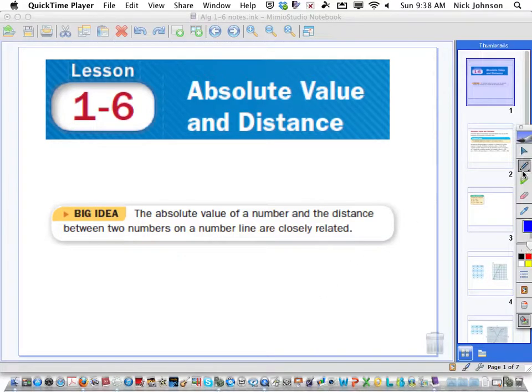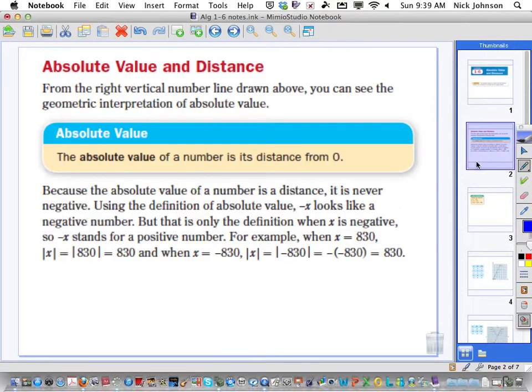Hello. Today we're going to talk about 1-6, absolute value and distance. The big idea is the absolute value of a number and the distance between two numbers on a number line are closely related. From the right vertical number line drawn above, you can see the geometric interpretation of absolute value. The absolute value of a number is the distance from zero, okay?